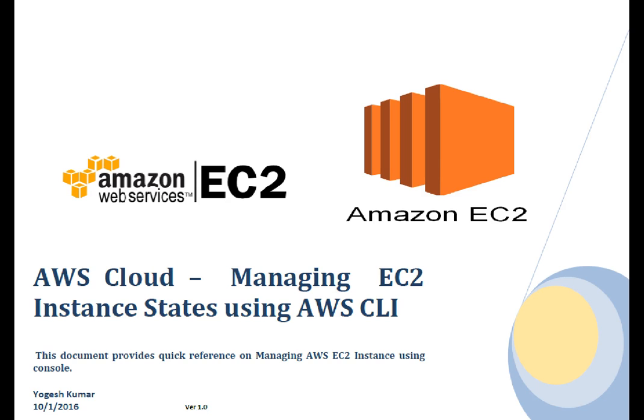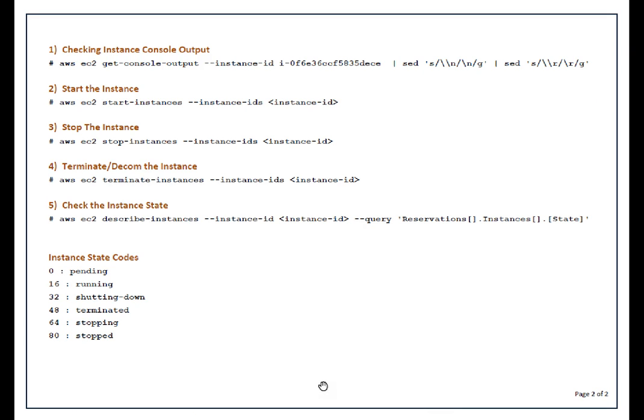So I have made a quick reference here. If you want to check the console output of your EC2 instance, you can run the command listed in step number one. If your instance is in stopped state and you want to power it up, use the command listed in step number two. If your instance is running and you want to power it off or stop it, use the command documented in step number three. If you want to terminate or decommission your instance, simply follow the command in step number four.